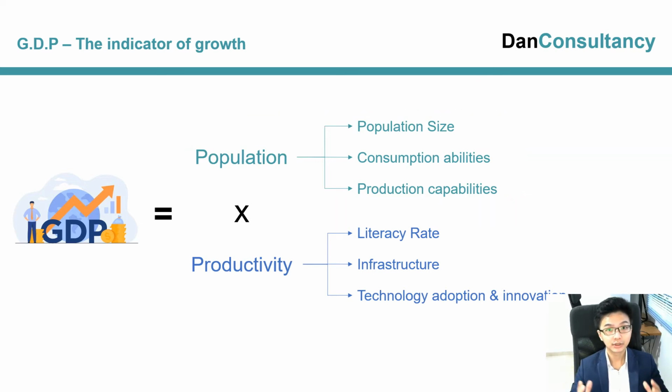Now that we've covered the factors of the population component, let us take a look at the factors of the productivity component, starting off by looking at the literacy rate.